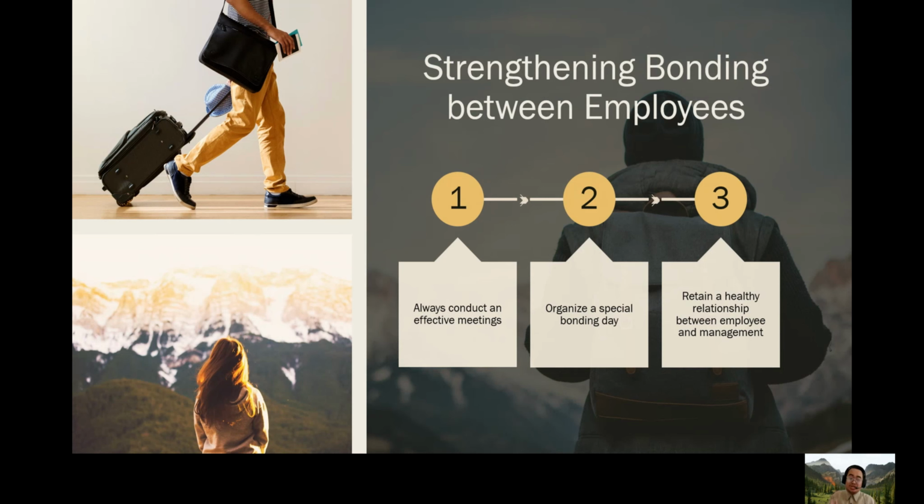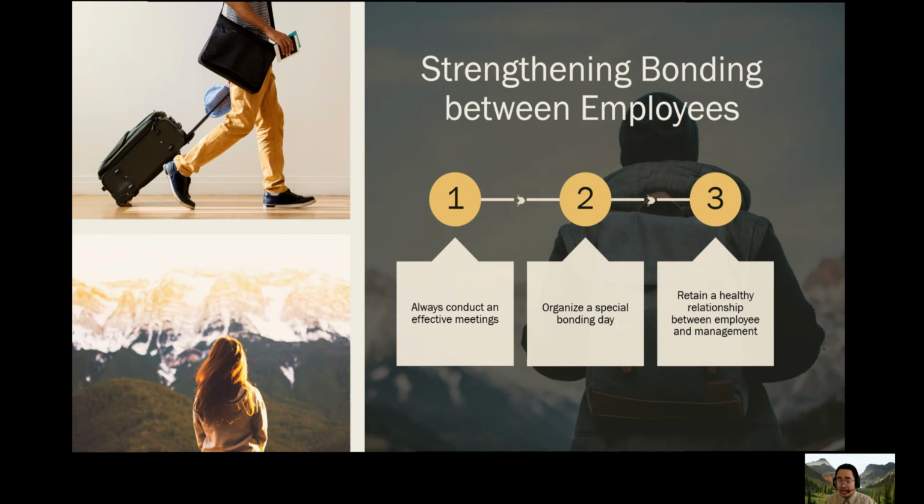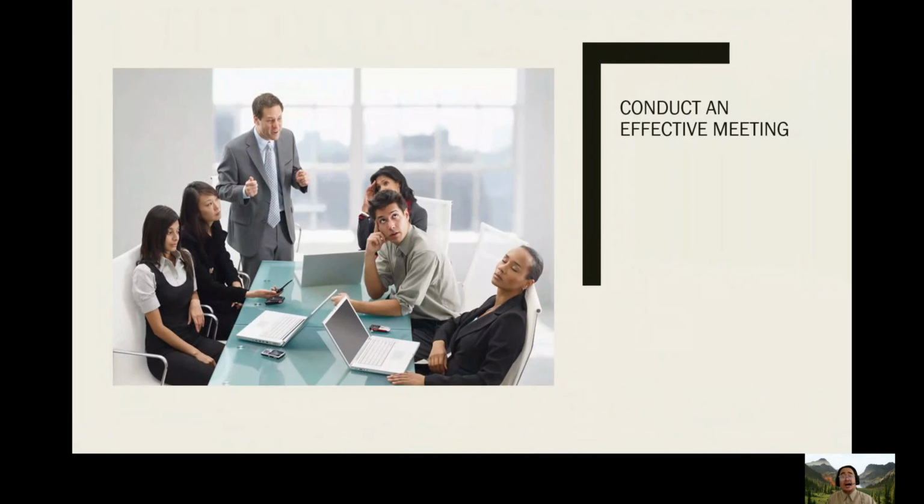We need to always conduct an effective meeting during our organization meetings. And then for the second one, we also need to organize a special bonding day between our employees and also within the management. And for the third one, we also need to retain a healthy relationship between employees and management. Next, we will proceed to see how we can conduct an effective meeting.